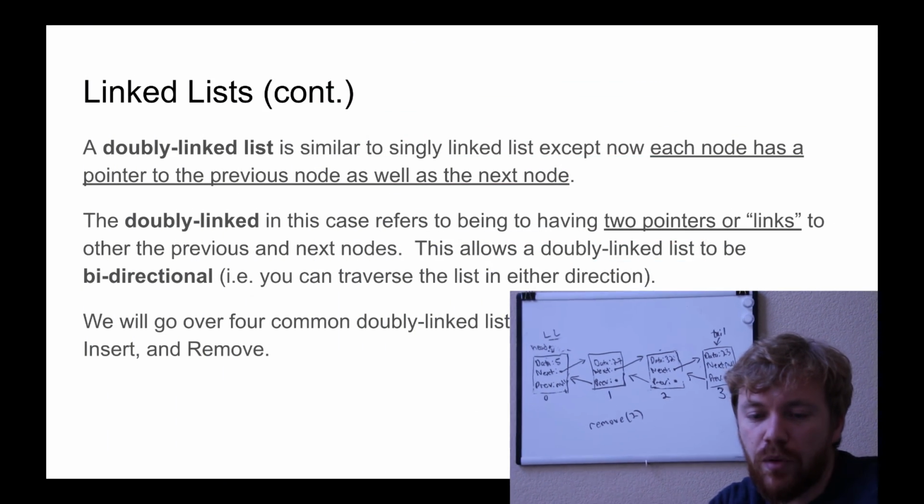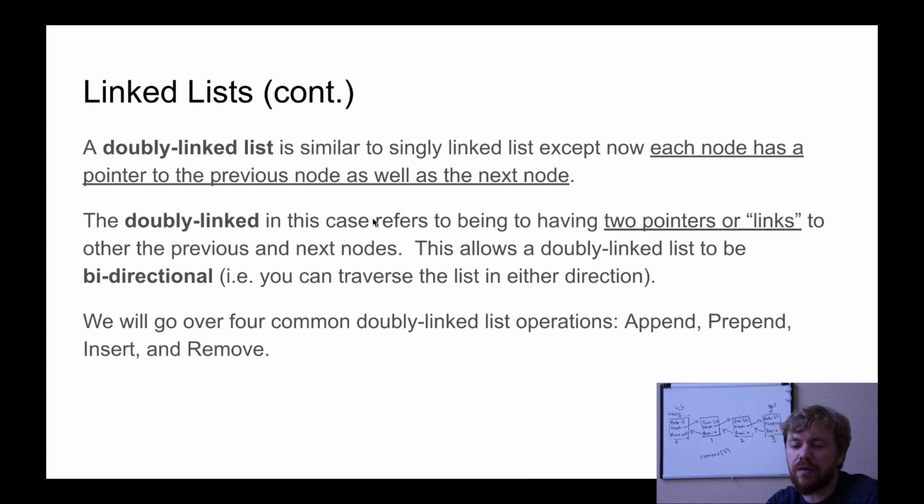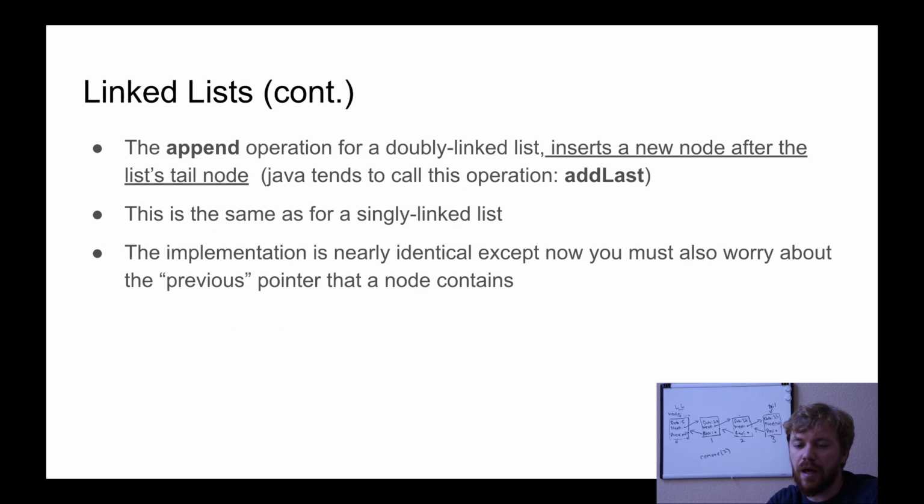And so there's 4 common doubly linked list operations that we've already seen that are similar to the singly linked list operations. There's append, prepend, insert, and remove. The append operation for a doubly linked list inserts a new node after the tail node. Java tends to call this operation add last. This is the same as for a singly linked list, and the implementation is nearly identical, except now you also have to worry about fixing your previous node that a node contains.